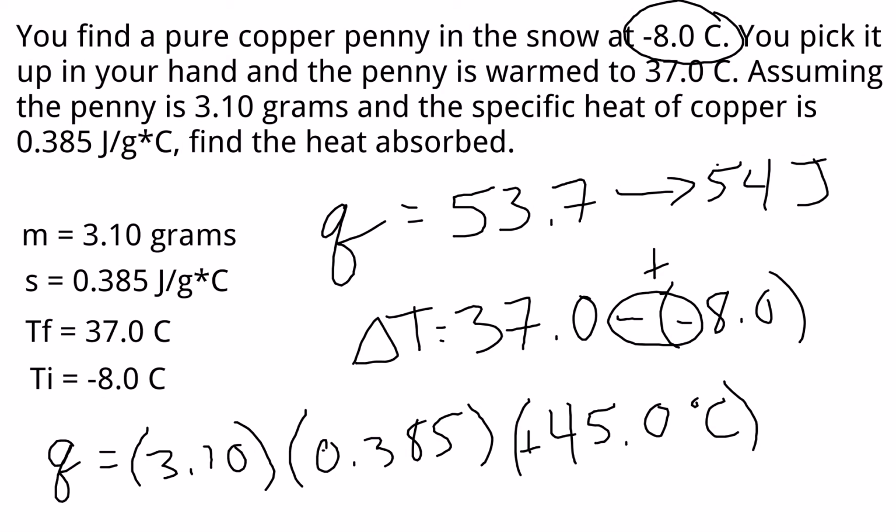Now the unit is joules because the grams on the mass cancel with the inverse grams in the specific heat. The inverse Celsius on the specific heat will cancel with the Celsius for the delta T. That leaves joules. And so the answer here would be 54 joules is the amount of heat, and remember heat's a form of energy, so it's the amount of energy that would be required to raise that penny to 37 degrees Celsius. So that's how much energy it would have absorbed from your hand in the form of heat.